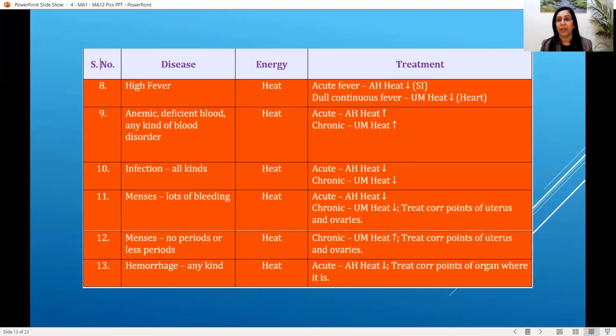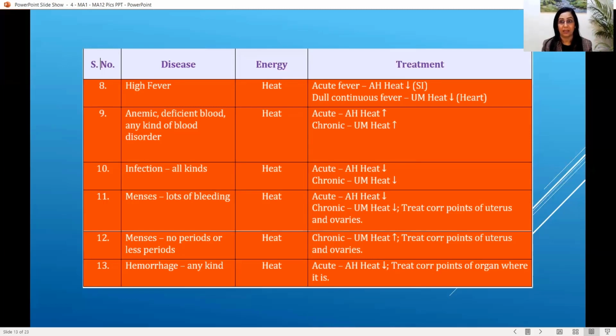Then infection. Now, heat is something that causes infections, right? This is also logically understood. So for all kinds of infections, you have to sedate heat. For acute infections, sedate the small intestine meridian, which is the heat meridian, and for chronic infections, sedate the heat meridian, which is the heart meridian.